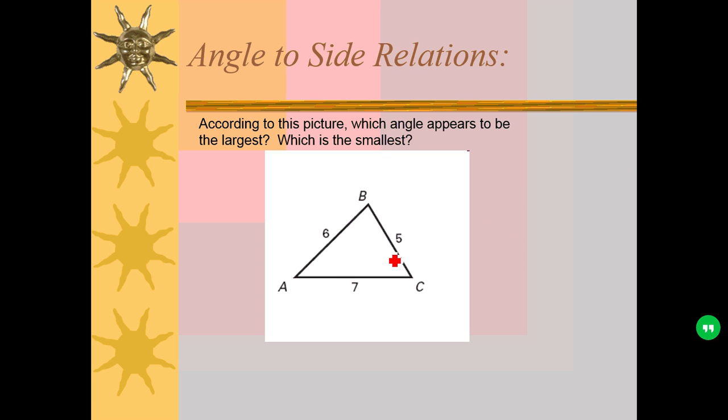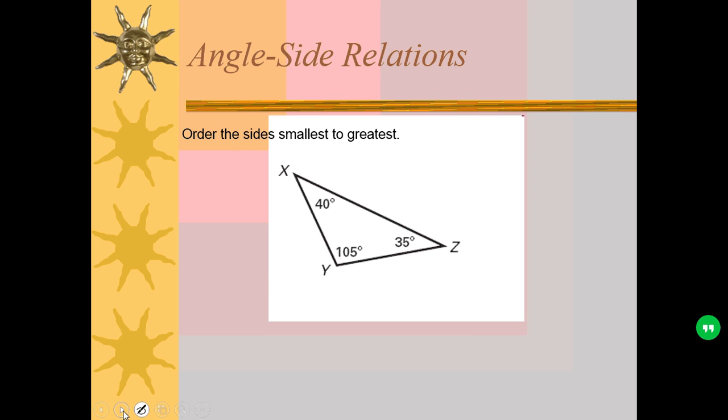So according to this picture, what's the largest angle? Angle B is the largest. What's the next largest? That would be angle C. And what's the third largest angle? That would be angle A, or the smallest angle, I guess. The sides on this one, I know that XZ would be the largest side. I know that YZ would be the medium side, and the smallest side would be XY.